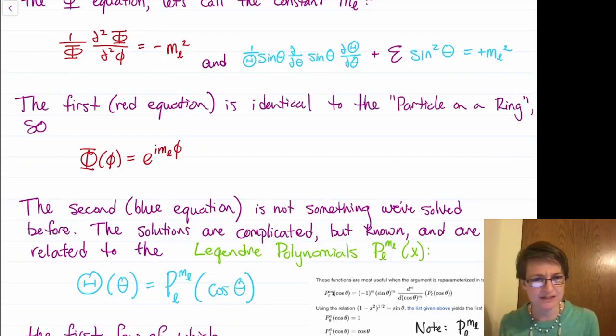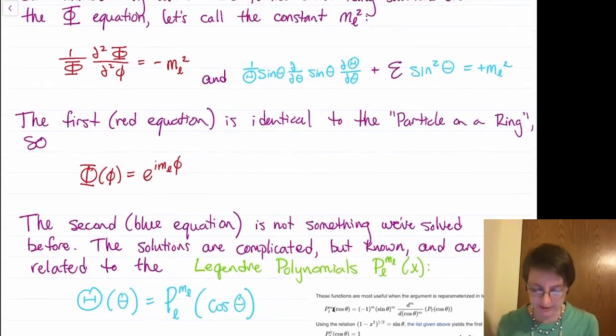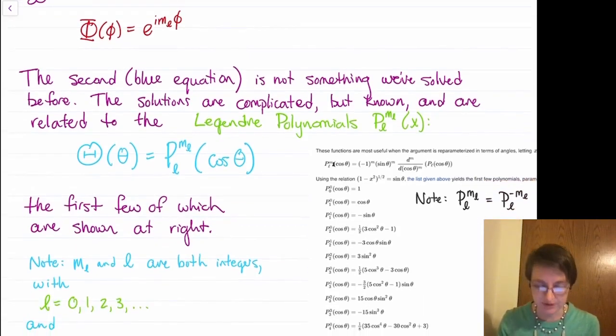I've dropped the normalization coefficient briefly, because once we combine together my expression into the full wave function for the particle on a sphere problem, we'll have to renormalize anyway. The second equation, this blue equation, is not something we've solved before. And in fact, the solutions are quite complicated, and deriving them is something that you would do in an upper division math course. The good news is they're known. You can look them up on Wikipedia, and they're called the Legendre polynomials.